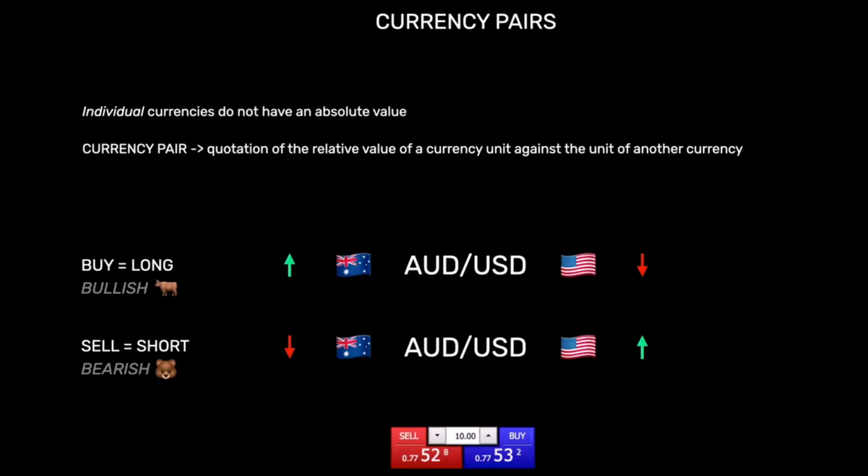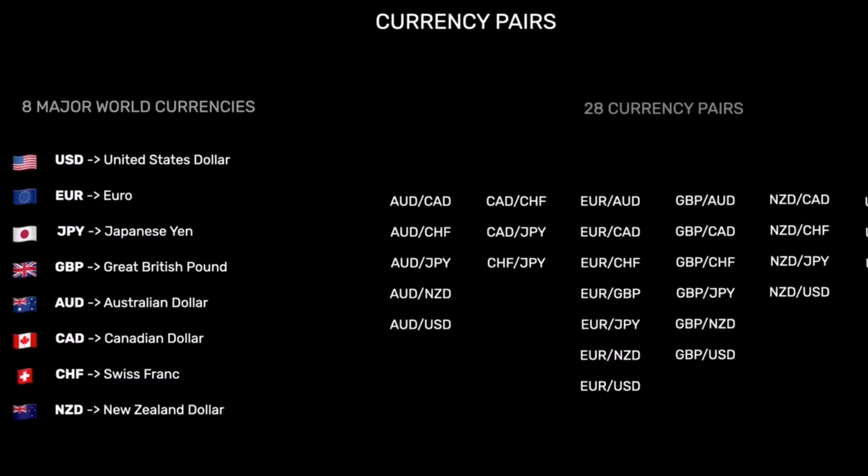Now, don't worry if it seems a little bit confusing at this point, because we're going to cover specific instructions on executing trades in the later lessons. Now, paired up in every possible combination, the major 8 individual currencies deliver a total of 28 tradable currency pairs.